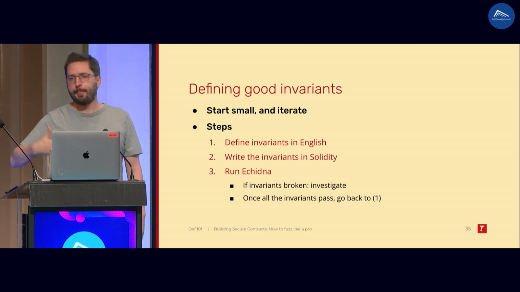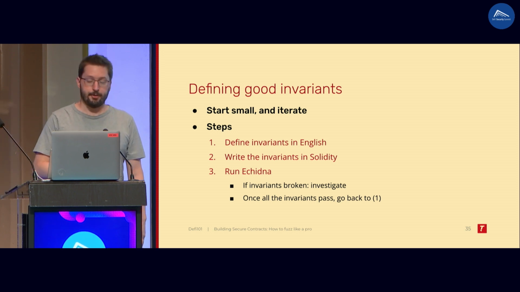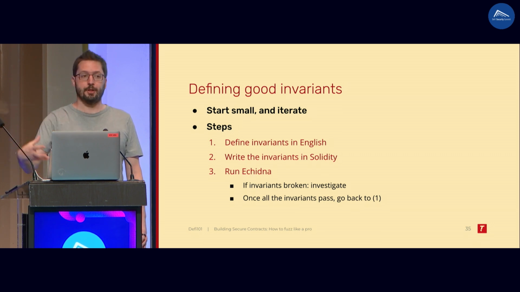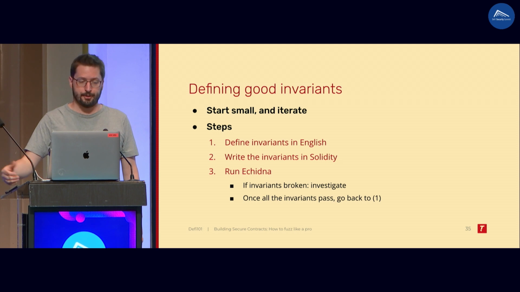You run Echidna, does it break? Does it not break? If it breaks, either you found a bug, or maybe your invariant is wrong. Maybe you made an assumption about the code base, and the assumption that you had was not correct. So that's why you need this iterative approach, and that's why trying small is usually better, because you remove complexity.